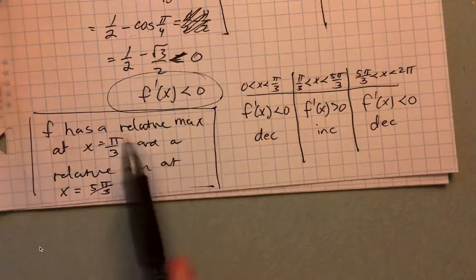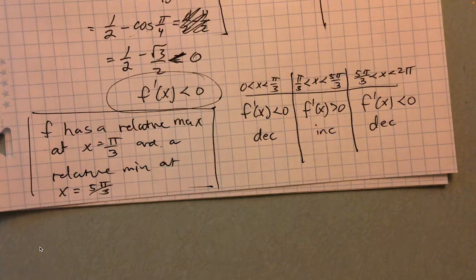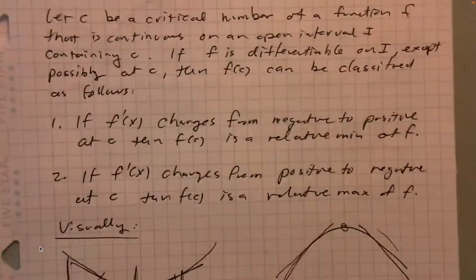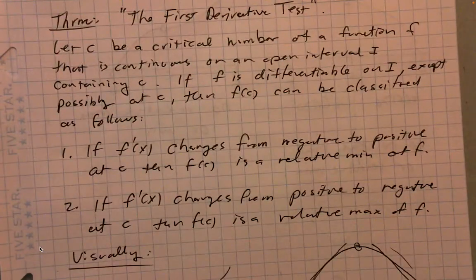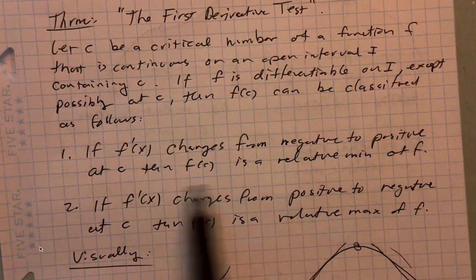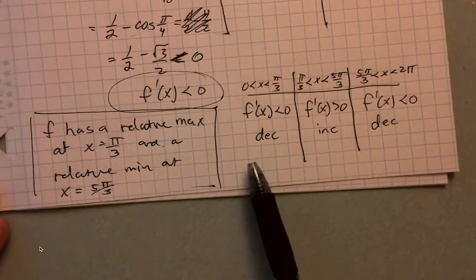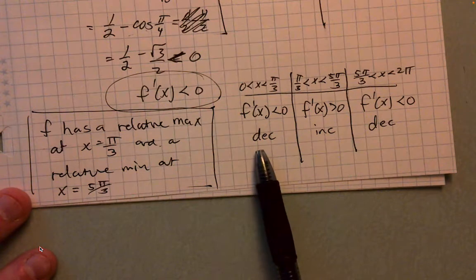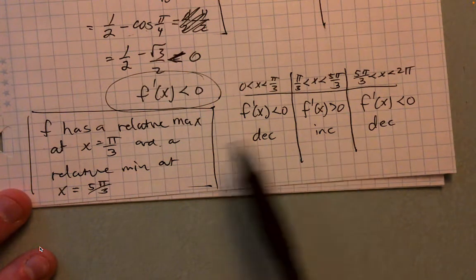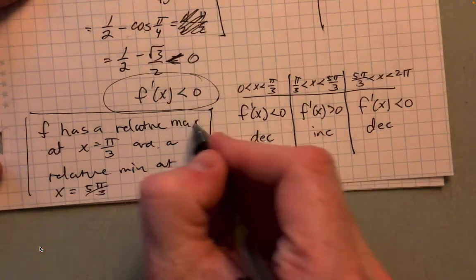Right? And so this is the first derivative theorem. Okay, let me pull that back up here real quickly. All right, so the first derivative theorem says that if f prime changes from negative to positive, then you have a relative minimum, right? So if f prime goes from negative to positive, then you have a relative minimum. These are exactly backwards.